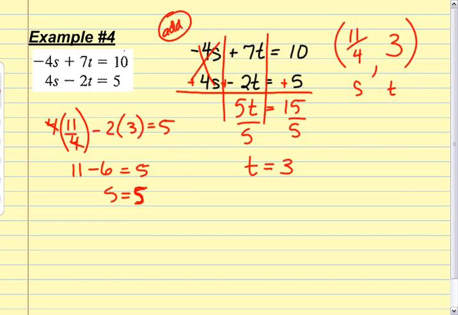Now think about this. If you were trying to solve this by graphing, 11 fourths is 2 3/4. That'd be a hard x to find if you were graphing. It works much better with substitution or the addition or subtraction method. Okay? All right. Well done. You're ready for your homework. Get started.